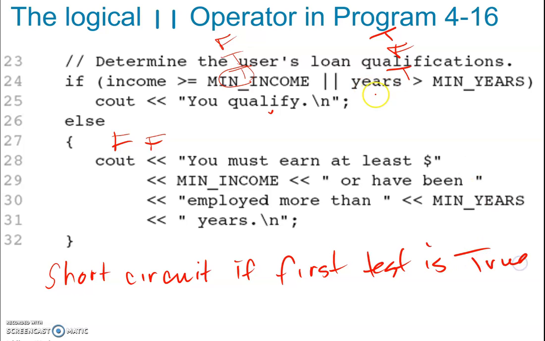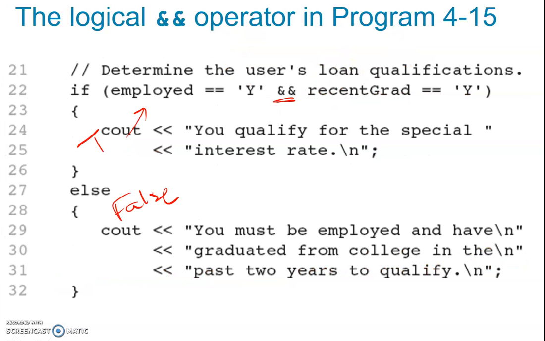It will not test the second expression, okay? If the first one is false, it has to test to see if the second one is true because it's an or. Now, let's go back to this and situation.